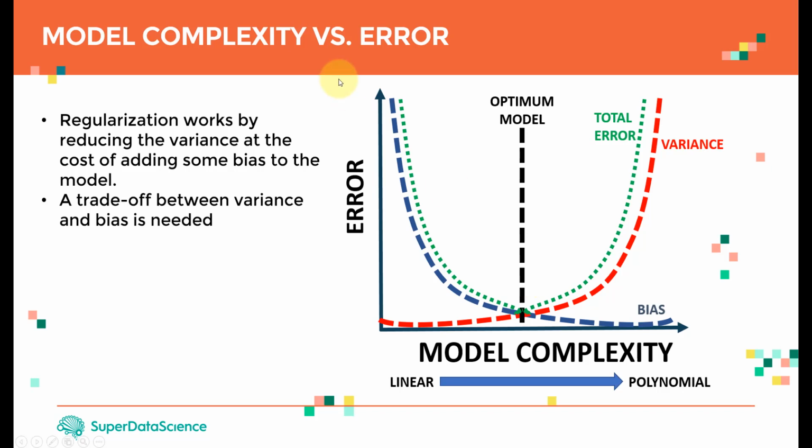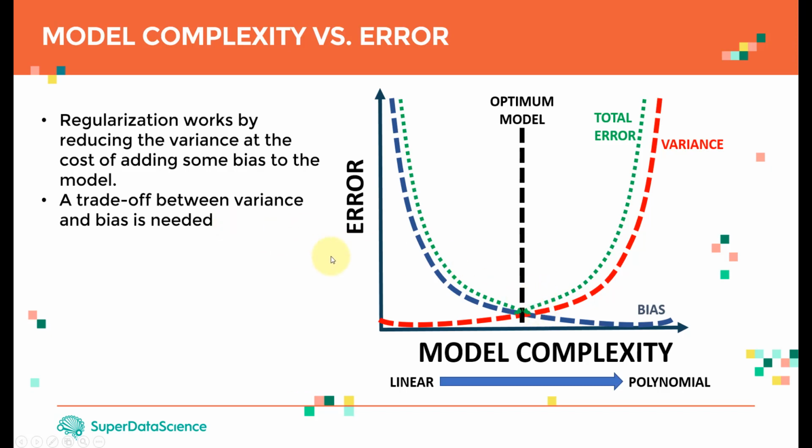testing data. And that's why, as you can see here, the total error in green starts high, goes down to a certain point, and then goes up afterwards. And this is the point that I'm looking for. This is my optimal model, and that's where I want the training process to stop. Once I reach that state, then I'm going to stop the training and I'm good to go.